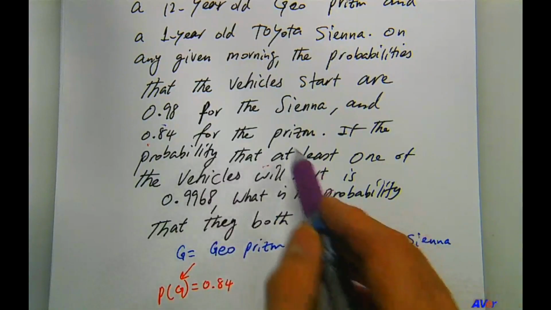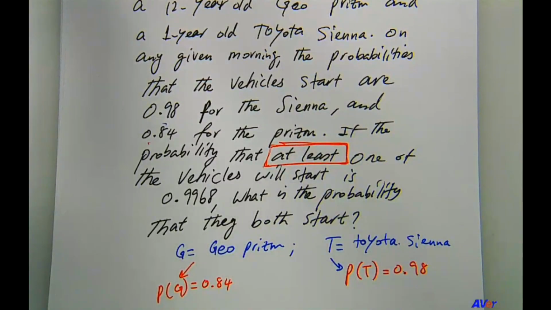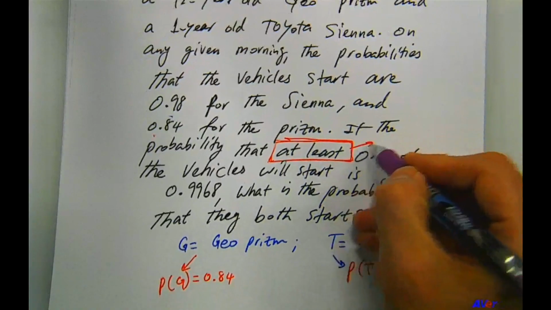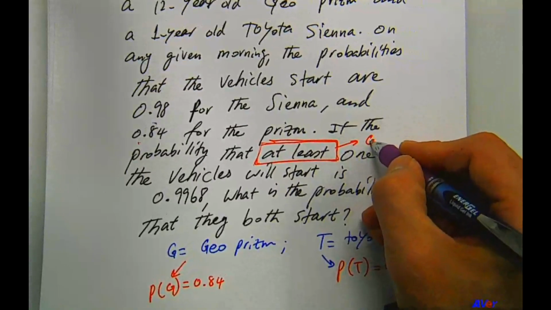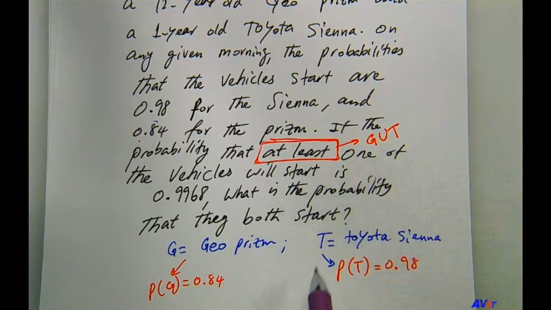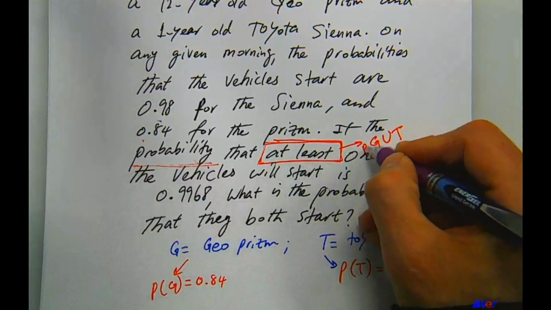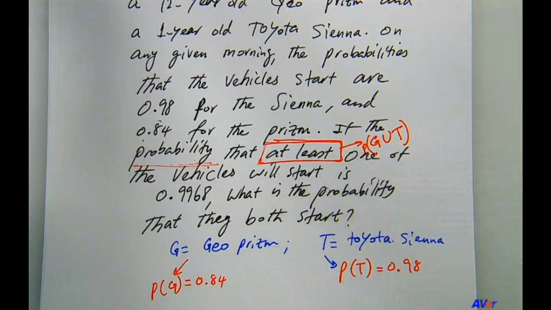If the probability is that at least, that phrase again, remember what that represents? The union, because at least means either GeoPrism starts or the Sienna or both start. That's the definition of the union event. So this means GeoPrism union Toyota. If they're talking about probability too, I need to put a P right before these and put these two in a parenthesis.